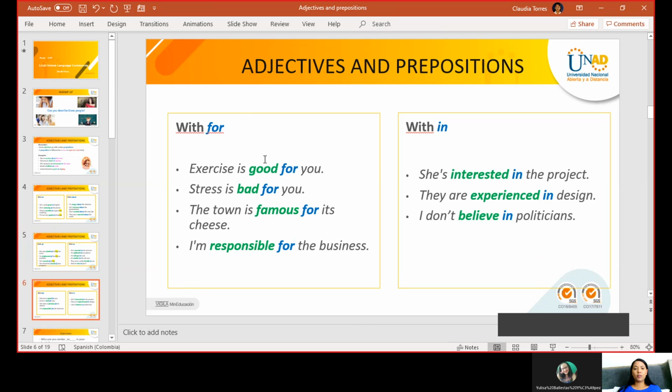Here we're using the adjectives good and bad, but we're not using at. Okay? Because here we're not talking about an ability. No. We are talking about a cause effect. Okay? So the exercise is the cause and it has an effect on you, right? So the exercise is good for you, right? Now, the town is famous for its cheese, okay? Or you can say Shakira is famous for singing, right?